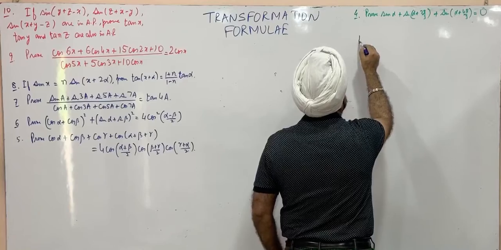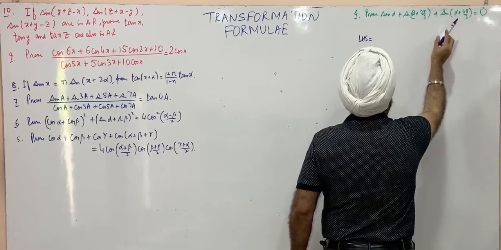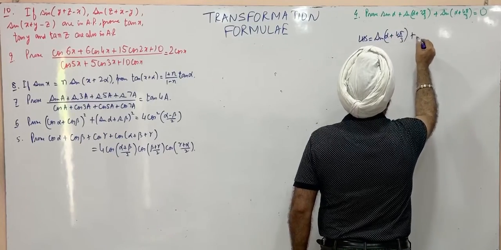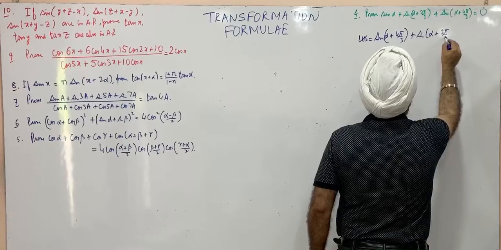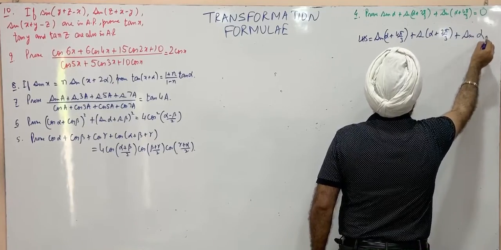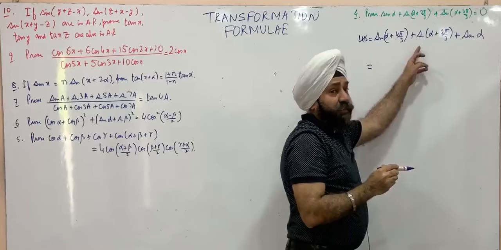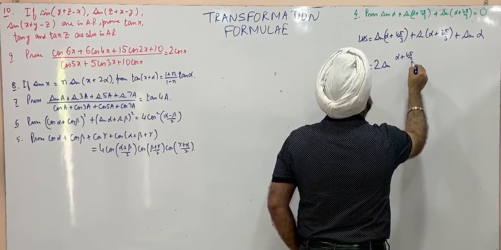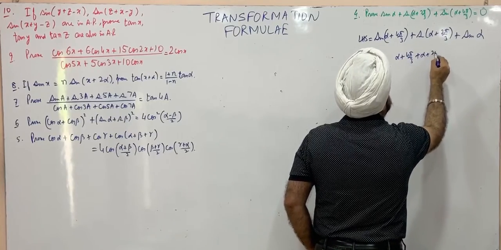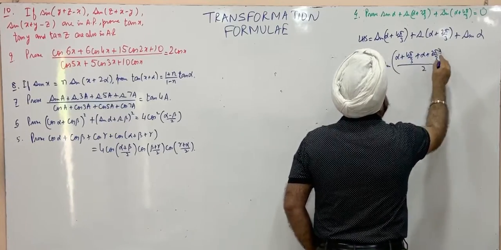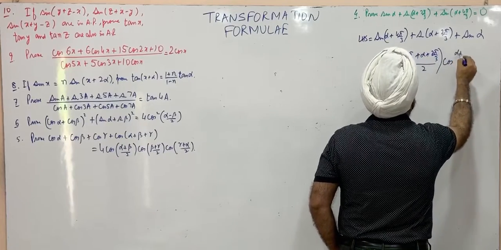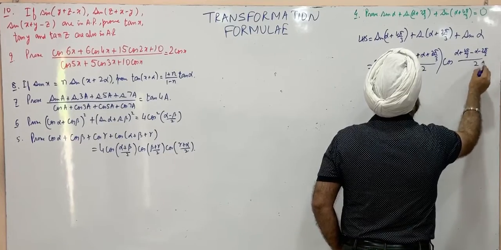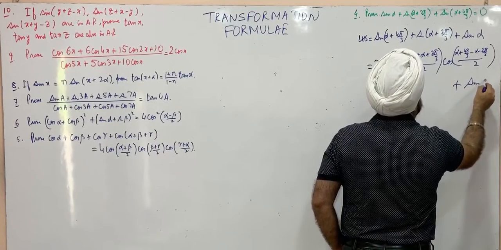Starting from left hand side, I write this term first. This is sine alpha plus 4 pi by 3 plus sine alpha plus 2 pi by 3 and plus sine of alpha. This is sine C plus sine D. It's 2 sine of the sum of angles, first angle plus second angle upon 2, into cos of the difference, alpha plus 4 pi by 3 minus alpha minus 2 pi by 3 upon 2, plus sine of alpha.